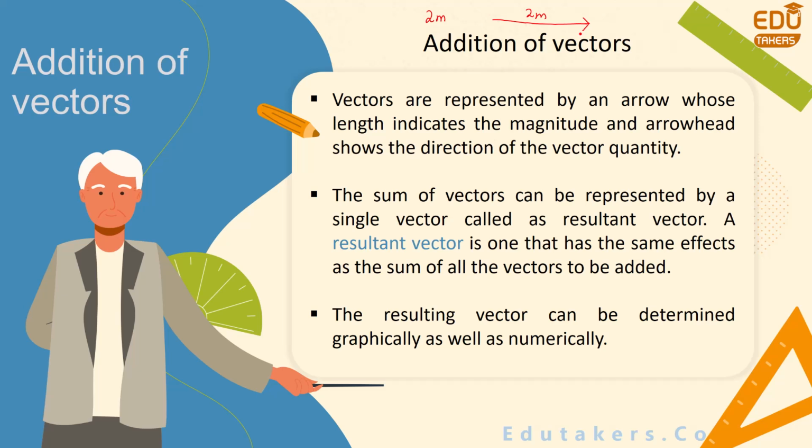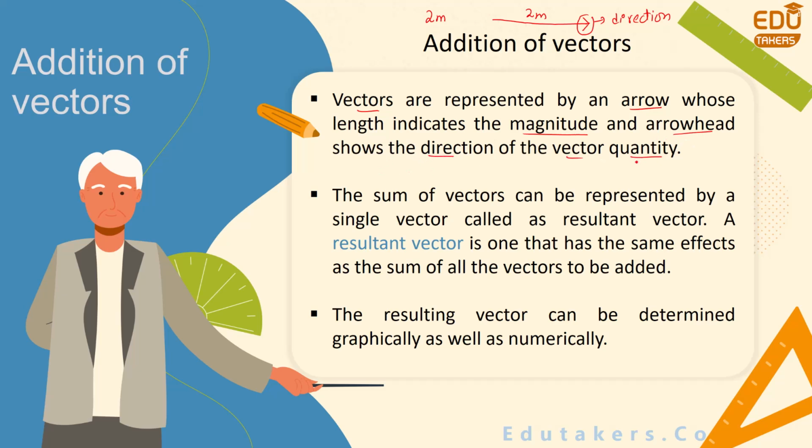When you have to draw the vector, you just need to draw an arrow whose length shows the magnitude of that quantity, and the arrowhead shows the direction of that vector, because vectors have magnitude, unit and direction. So vectors are represented by an arrow whose length indicates the magnitude and the arrowhead shows the direction of the vector quantity.